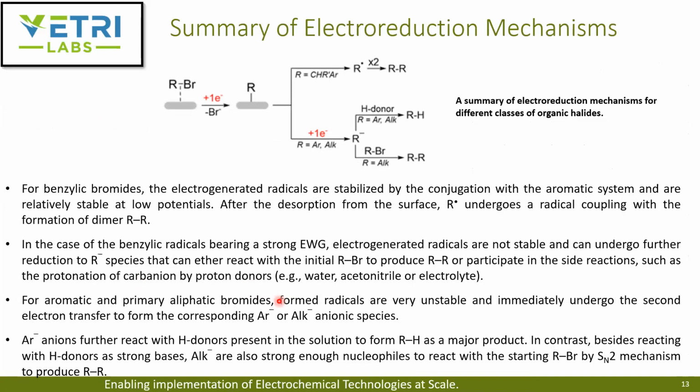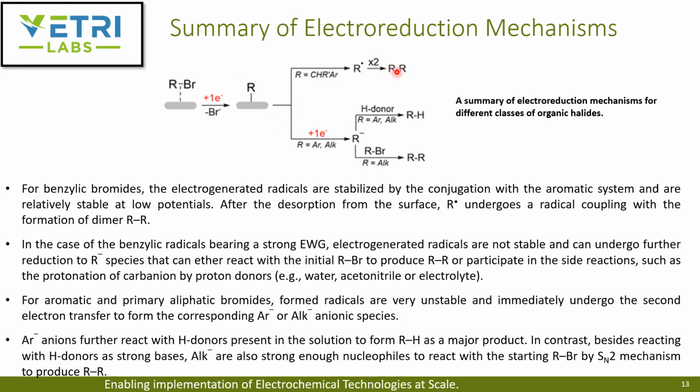As a result, they give a summary of the electroreduction mechanisms for the different organic halides that they have employed. The electrochemical activation of the organic halide starts with its adsorption on the electrocatalyst surface, followed by 1 electron cleavage of the carbon-bromine bond with the formation of an adsorbed species. For benzylic bromides, the electrogenerated radicals are stabilized by conjugation with the aromatic system, and are relatively stable at the lower potential. After desorbing from the surface, they can undergo radical coupling to form the dimer.